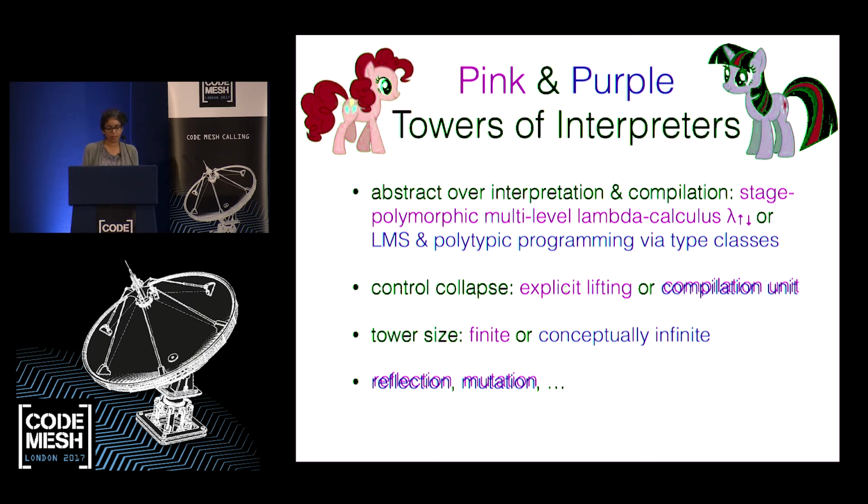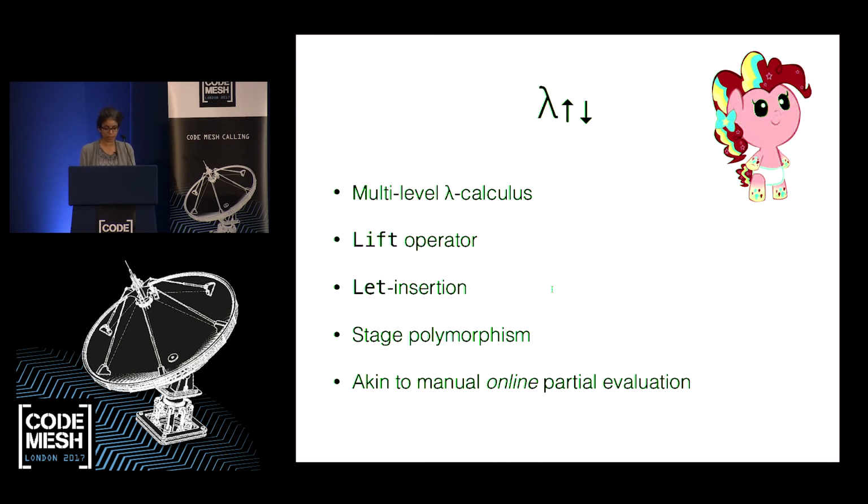All right, and then the other design question is, how do you control the collapse? In Purple, we do this just by having this compilation unit, the C lambda. But we can also do explicit lifting, and it's useful as a proof of concept to do that. So this is what we do in Pink. And then the tower size, finite or conceptually infinite, and in each case, you can add reflection and mutation and so on. All right, so let's first look at this multi-level lambda calculus. So the idea then is to have a lift operator to explicitly delay things to generate code.